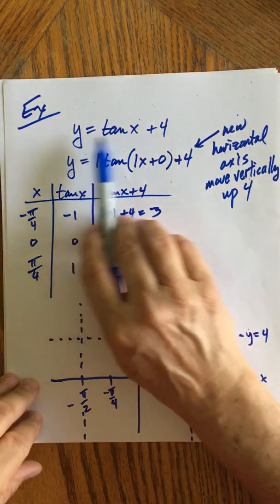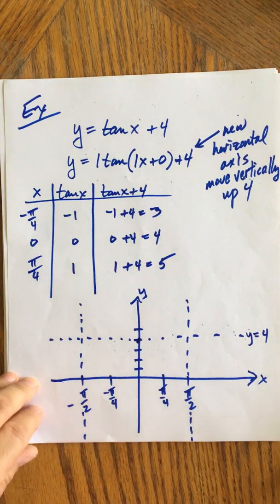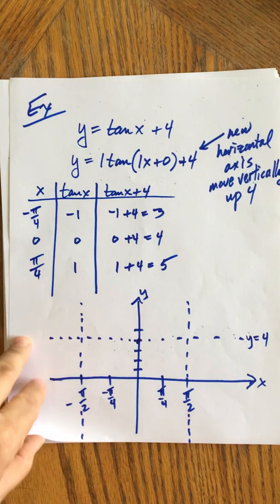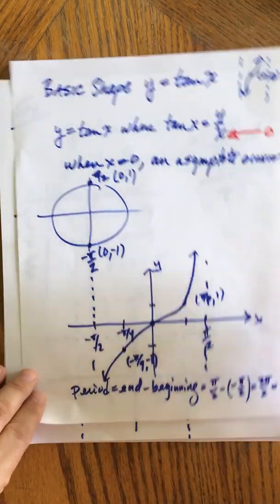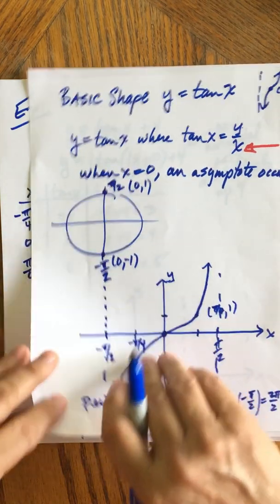Now, since I know the basic shape, I know I'm going to have the graph coming in through here. There are no horizontal changes, so my asymptotes are still at negative pi over 2 and pi over 2. The only difference is when I put in negative pi over 4 and pi over 4, what do I get? Remember, it's this basic shape, but the whole thing is going to be moved up 4.